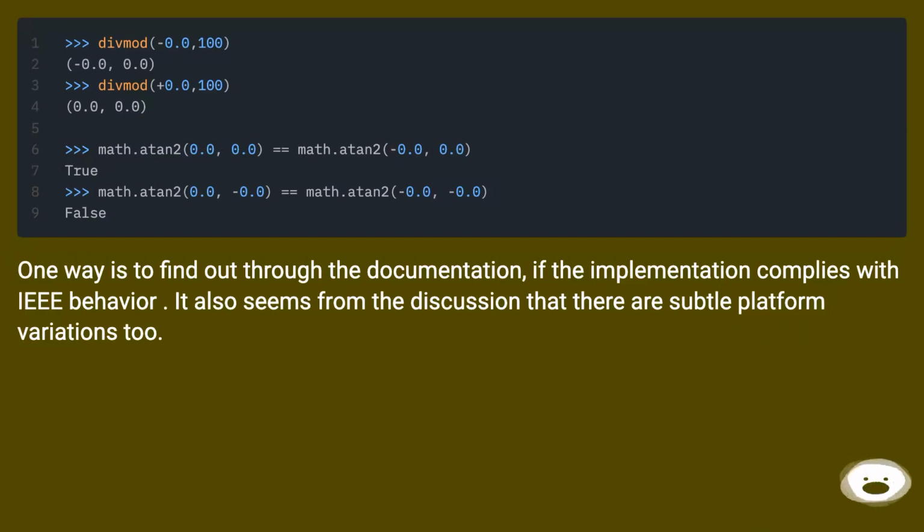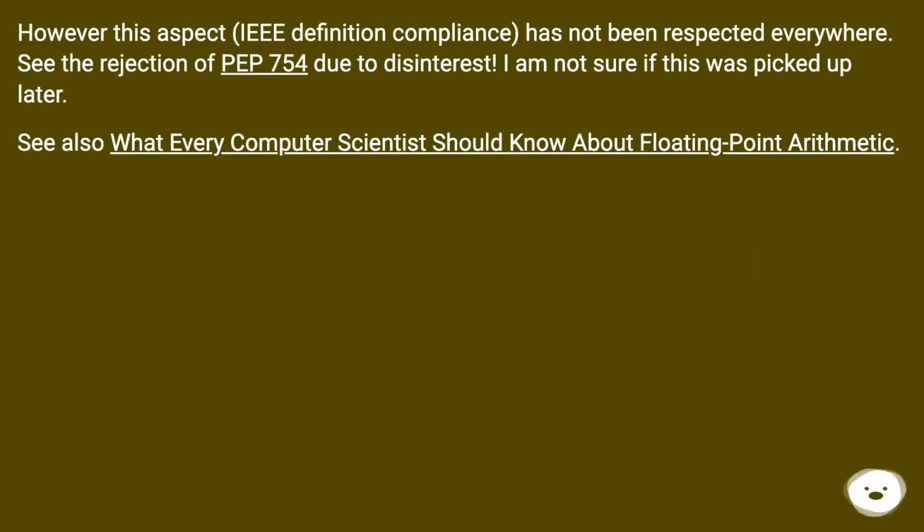One way is to find out through the documentation if the implementation complies with IEEE behavior. It also seems from the discussion that there are subtle platform variations too. However, this aspect, IEEE definition compliance, has not been respected everywhere. See the rejection of PEP 754 due to disinterest. I am not sure if this was picked up later. See also What Every Computer Scientist Should Know About Floating-Point Arithmetic.